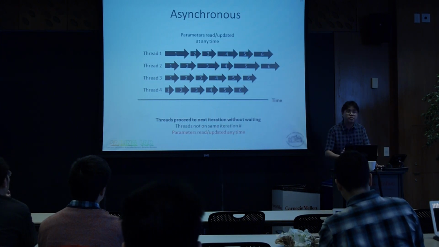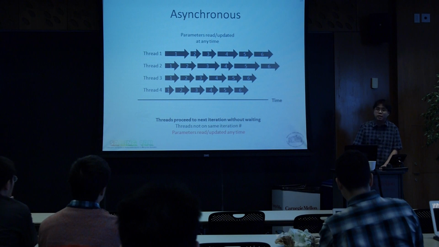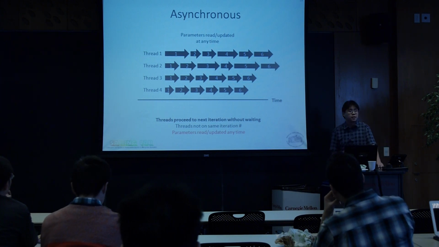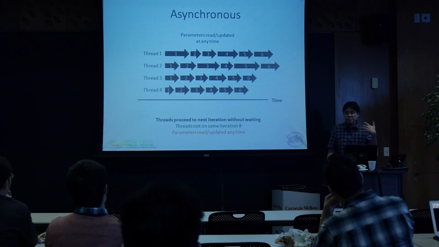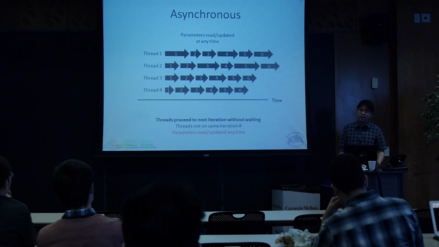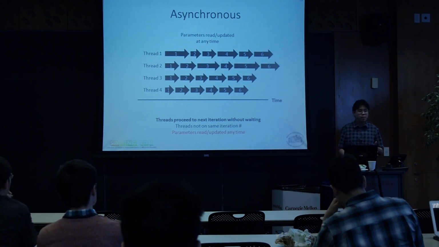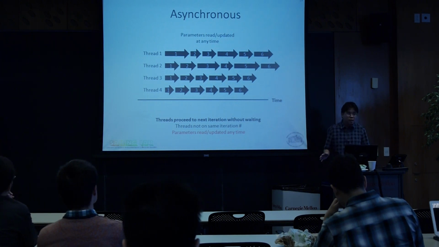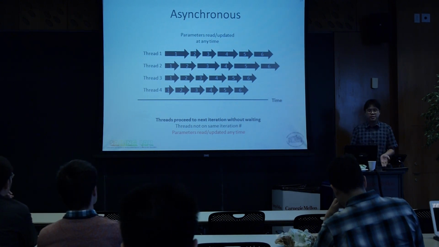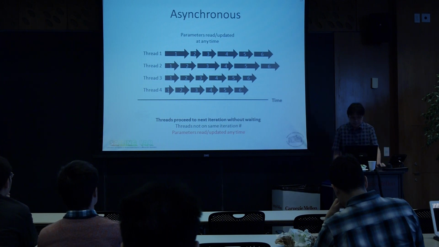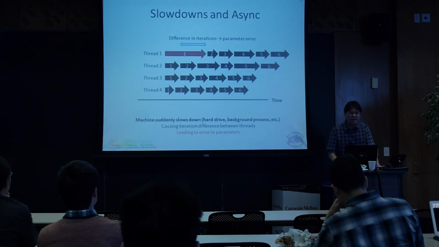So what about the other communication scheme, the asynchronous model of communication? In this scheme, we allow the parameters to be read and updated at any time. And the threads can proceed to the next iteration without waiting for each other. The obvious consequence of this is that the threads are not going to be on the same iteration number, and there's no synchronization barrier here because they can send the updates out any time. Right. So what happens when a machine slows down in an asynchronous setting?